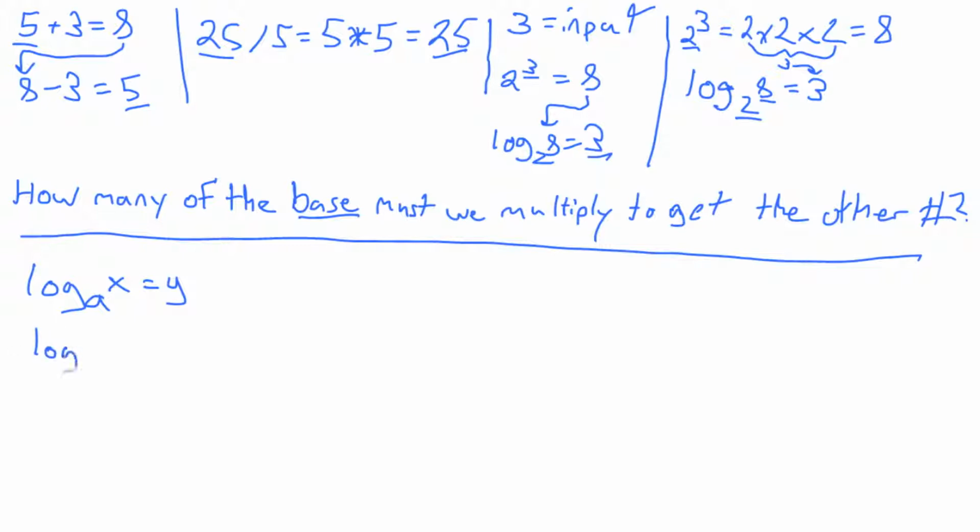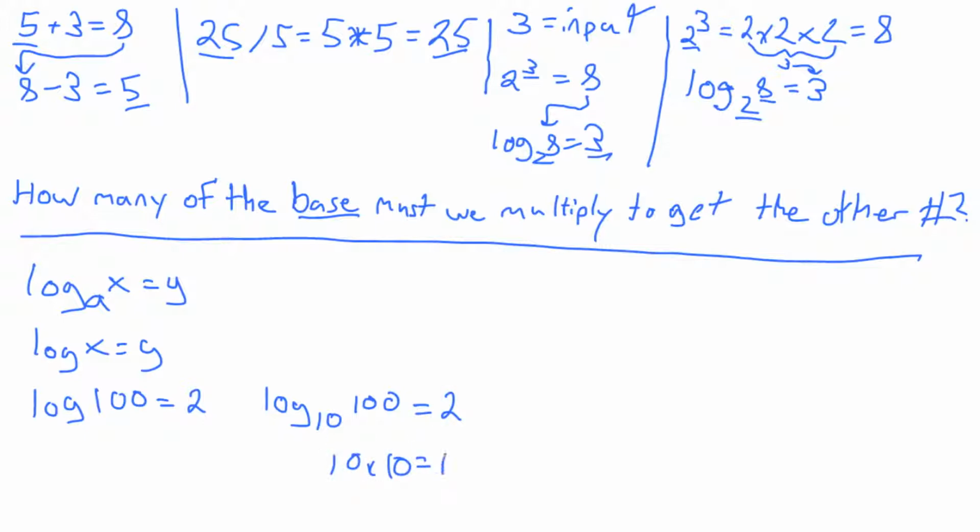There's a few bases that are used so frequently that they have their own syntax. The first one is base 10. To write the above, you would simply write log of x equals y. So to be specific here, if you were to see log 100, that would be equal to 2. And the reason is, what this actually means is log base 10 of 100. So how many times do you multiply 10 together to get 100? 2 times. 10 times 10 equals 100.